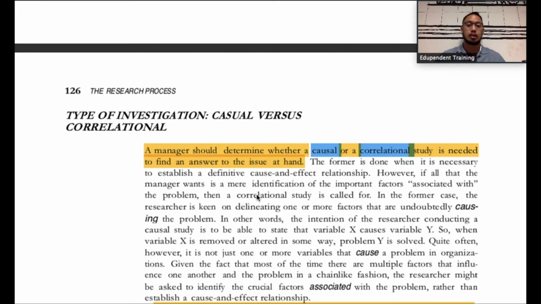correlational. It might be not casual but causal. A manager should determine whether a causal or correlational study is needed to find an answer to the issue at hand. Yeah. So mostly in our research, especially in financial data, in quantitative, we are going to use causal, not correlation, because those will be two different statistical approaches to test causal and correlation. But mostly your research or your final thesis will be causal.